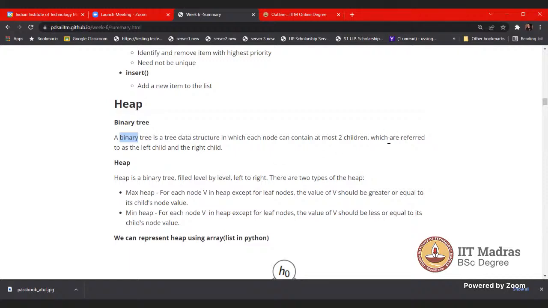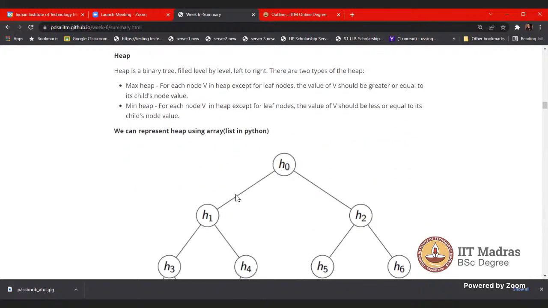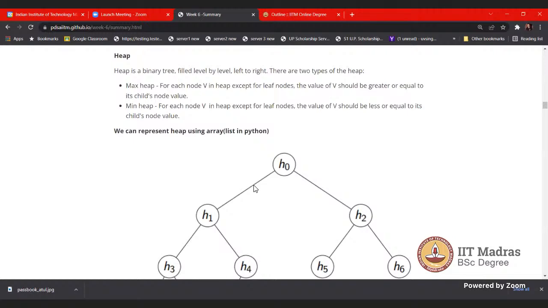And we represent these children as the left child and the right child. So when we draw this binary tree, we consider one child on the left side and the second child on the right side. This type of form is called the binary tree form.